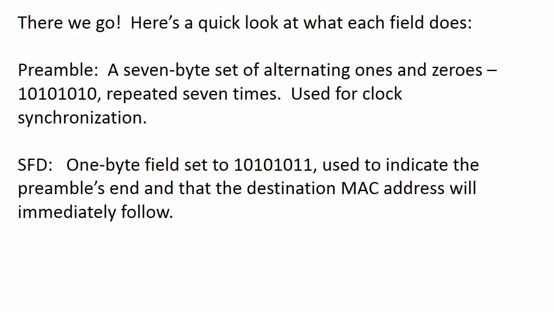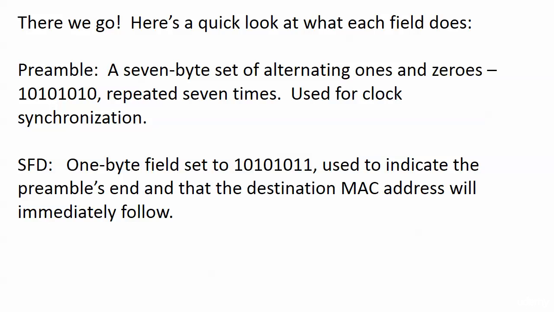The preamble is a 7-byte set of alternating ones and zeros. That's all it is. 10, 10, 10, 10, repeated 7 times. It's used for clock synchronization. And that's all the detail we're going to go into here, because that's a real nuts and bolts thing. It's way beyond the scope of the exam, but that's what you need to know about the preamble.